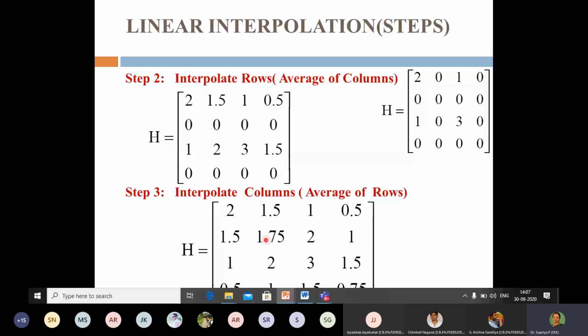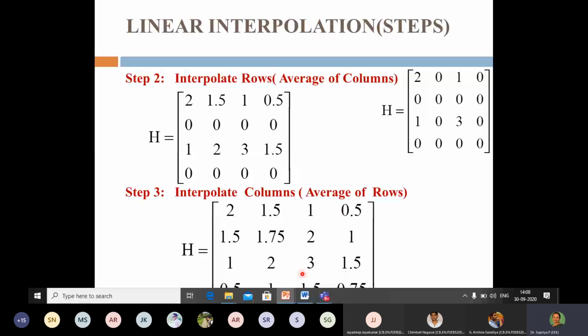So the average is 1.5, 1 plus 3 by 2, which is 2, 1.5 plus 0.5. So here again the value is 1. And the last condition that we are going to consider is, here we are just having the same values 1, 2, 3, 1.5. Here it is 1.5, here it is 1.75, here it is 2, and here it is 1.5 plus 0.5, so it is 1.